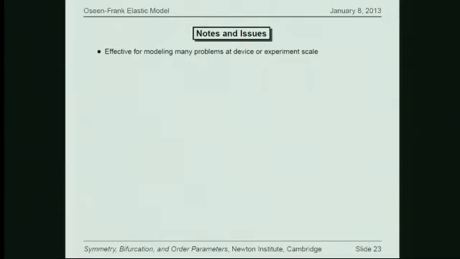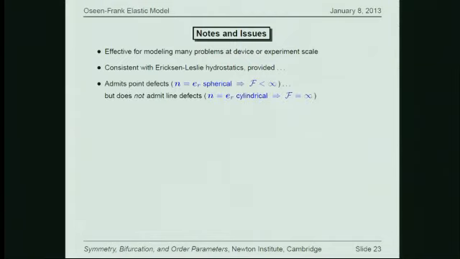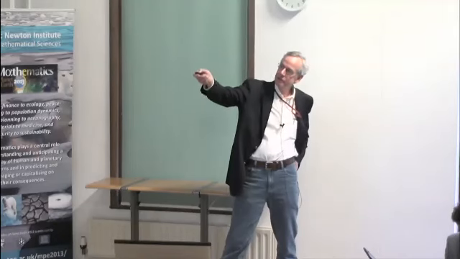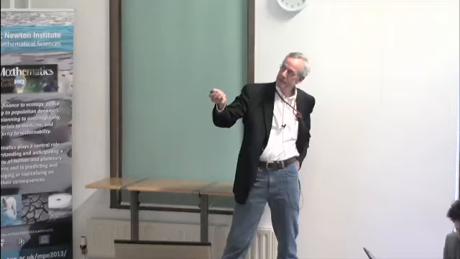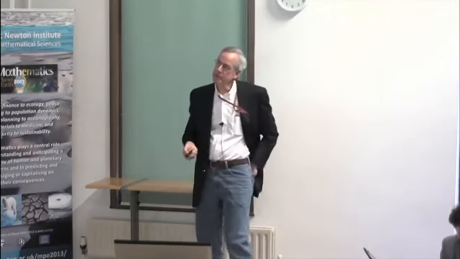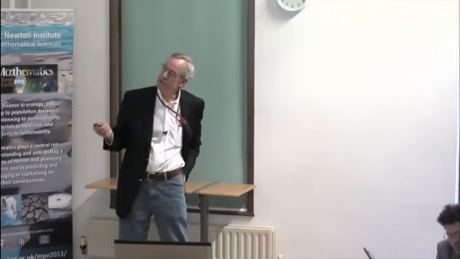I think the Oseen-Frank model, people would generally regard it as very effective for modeling a lot of problems at the device or experimental scale. As Ian discussed yesterday, it's consistent with Ericksen-Leslie hydrodynamics, provided a certain compatibility exists in the body forces that appear in the linear momentum equation. It admits point defects in the sense that a pure splay distortion, which is a singular vector field, still has a finite energy in this model, but it does not admit line defects in the sense that a cylindrical line defect has a divergent free energy.